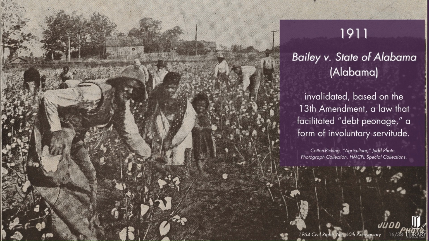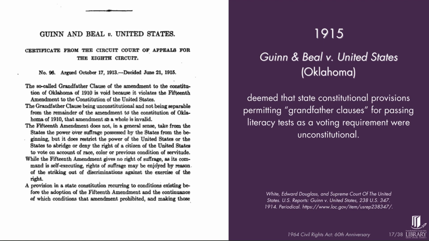Bailey v. the State of Alabama invalidated a law that facilitated debt peonage, a form of involuntary servitude. Gwynn and Beale v. the United States deemed that state constitutional provisions permitting grandfather clauses for passing literacy tests as a voting requirement were unconstitutional. Buchanan v. Worley deemed residential segregation unconstitutional. However, by the 1940s, Huntsville would be constructing neighborhoods based on racial segregation to house the different employees in the local defense production companies.